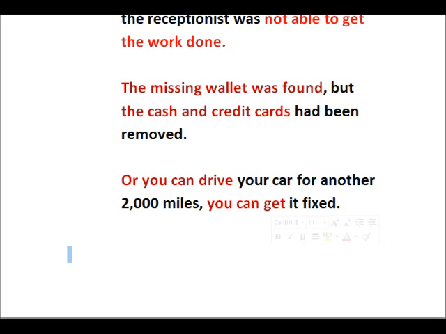Well, it is incorrect. Why? Because the connector comes at the very beginning, and that's a mistake. We cannot put or in the beginning because we said that coordinate connectors have to come in the middle. So we say you can drive your car for another 2,000 miles, or you can get it fixed. That's it. The last sentence in this skill of today.